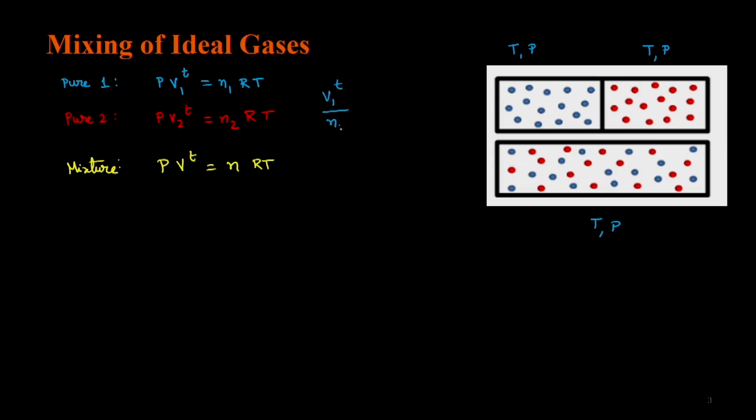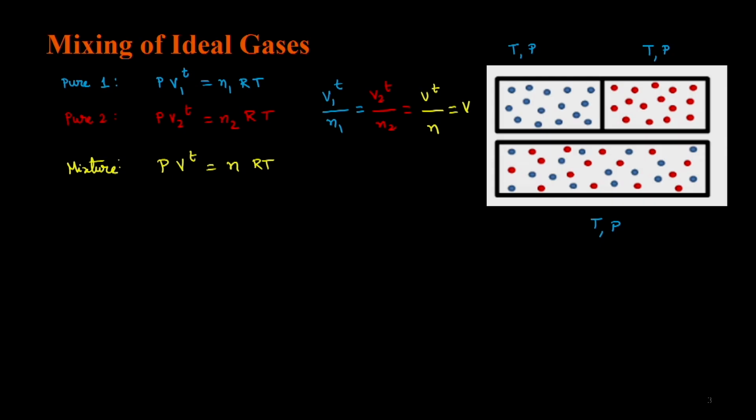Note that V1t over N1 is the molar volume for gas 1, should be equal to the molar volume of gas 2 because temperature and pressure are same and both gases are ideal, and that should also equal Vt over N, and let's call this the molar volume V. All the three molar volumes, for the individual pure species as well as for the final mixture, are the same. Let's call it V, right?